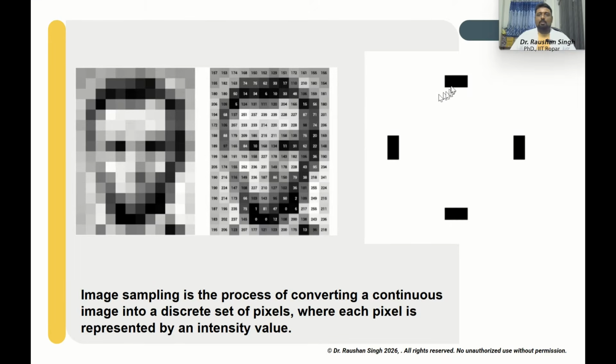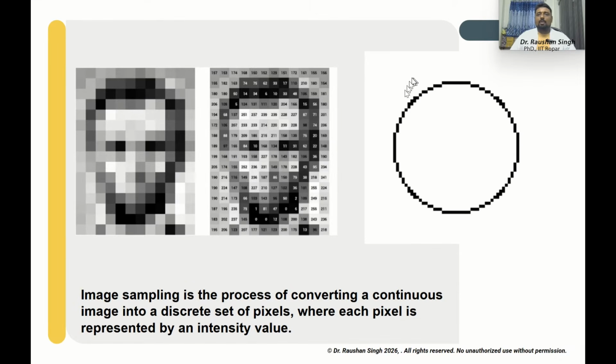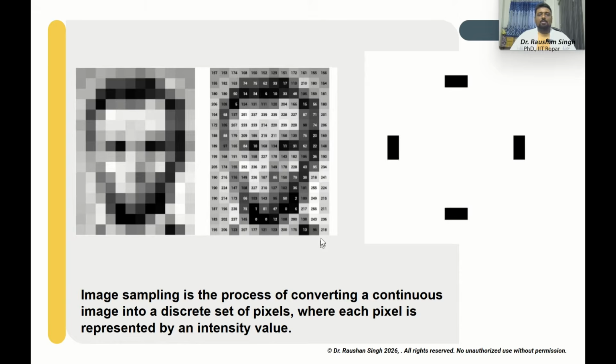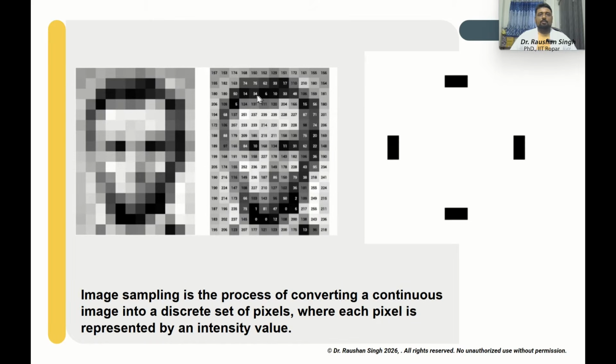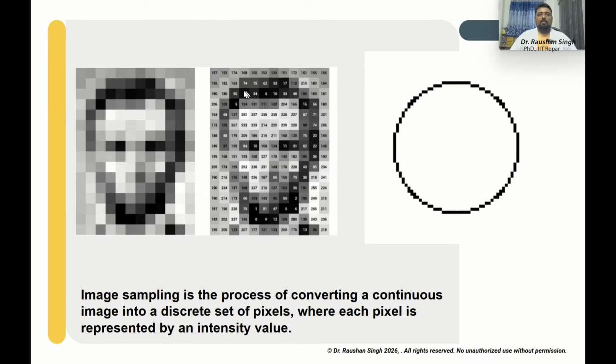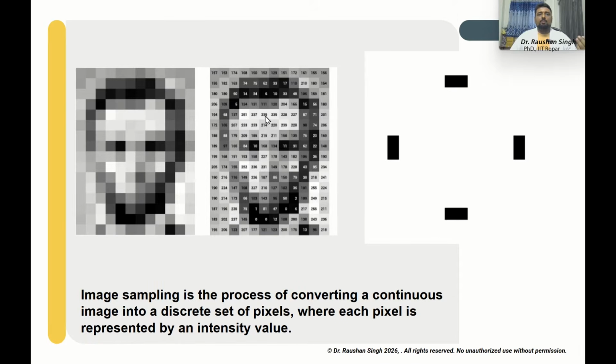Same goes here. You can see only 4 pixels, then some 20 pixels, then 40 pixels. From only 4 pixels, you cannot recognize whether it is a square or a circle or what. But when the number of pixels increases, you can easily understand what shape it is trying to draw. Image sampling is the process of converting a continuous image into a discrete set of pixels, where each pixel is represented by an intensity value. This intensity value you can see here: the darker part represents a lower value, and the whiter part represents a higher value.